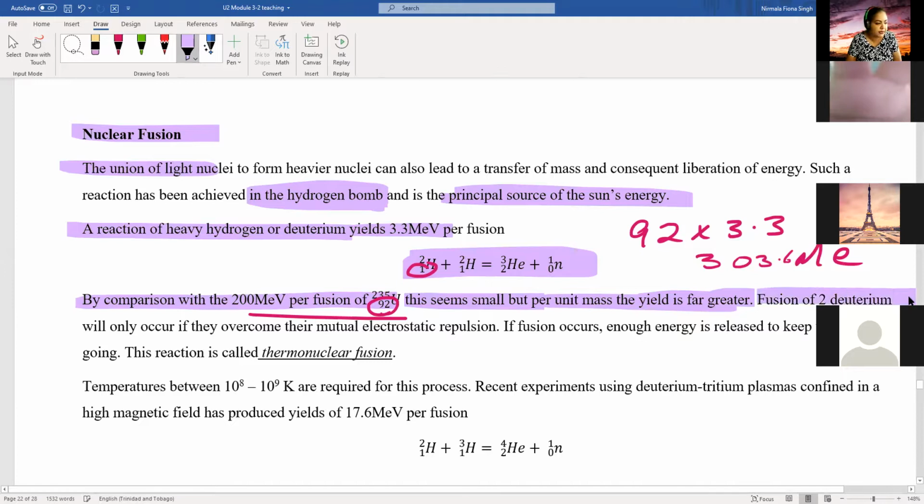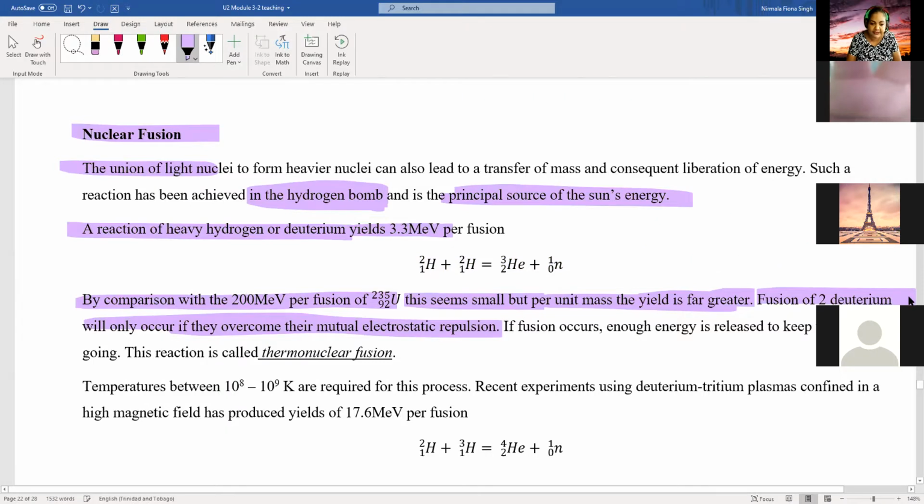Fusion of two deuterium will only occur if they overcome their mutual electrostatic repulsion. And that is the big problem when it comes to fusion, why we have not generated fusion reactors as yet, because you need a lot of energy to force two hydrogen atoms together. In fission, we just fire one into the next. We heat up some neutrons and fire them into something. That's not such a big energy. But fusion requires a lot of energy just to happen.